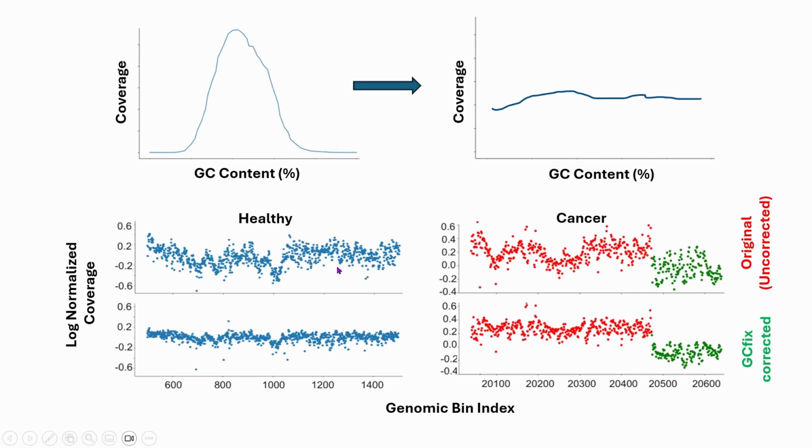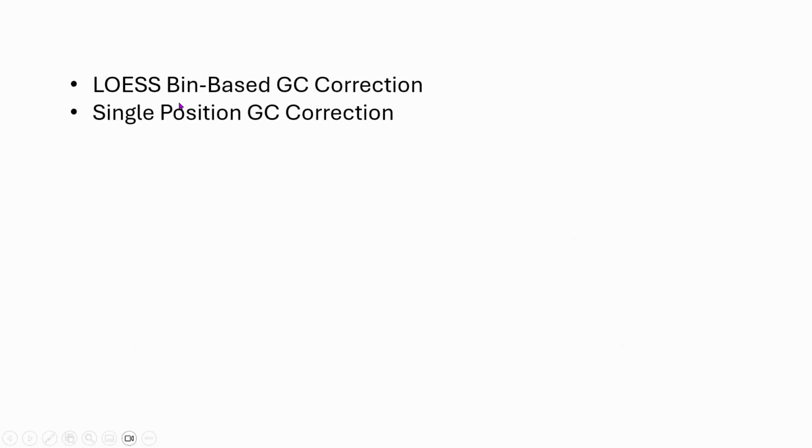So that is all for my first video on this. In the next videos, we are going to talk about some methods of GC correction. LOWESS-based GC correction is the most popular one because it is very easy to understand. I will also talk about single position GC correction, which not many people really talk about, but it is a very important concept to understand and is actually better than LOWESS-based GC correction. So see you in the next videos.